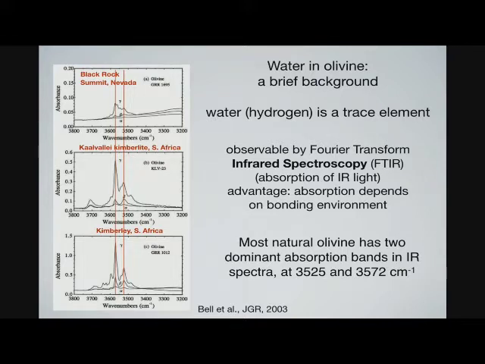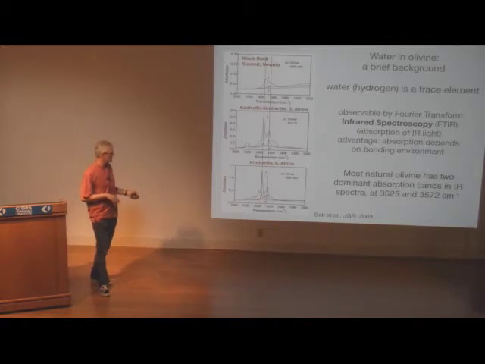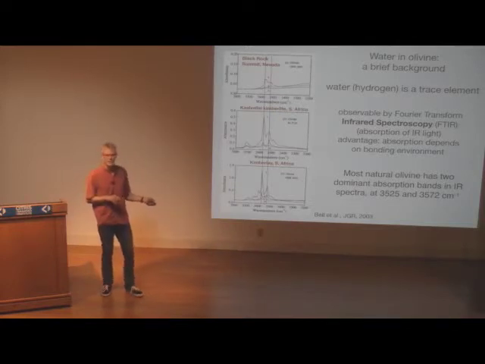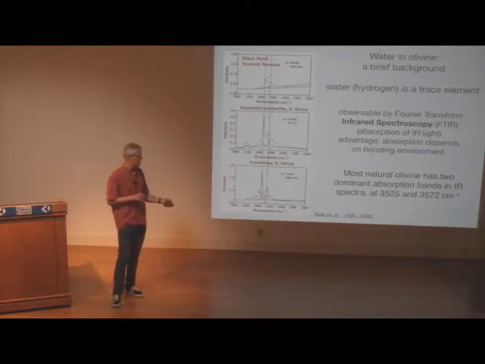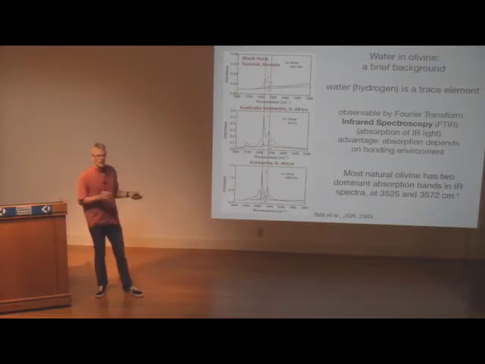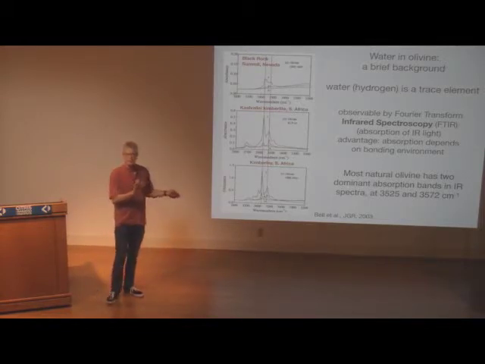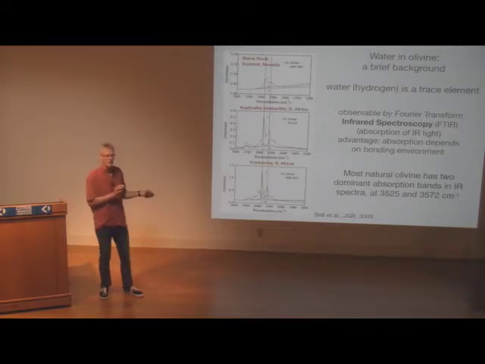It turns out that in natural olivines, and there are many papers, a very large literature by now, the dominant absorption lines here, this is wave numbers versus absorbance, the dominant wave numbers for absorbance are at these 3525 and 3572 centimeters to the -1. That's where your infrared spectra say your hydrogen is structurally incorporated in the olivine structure.